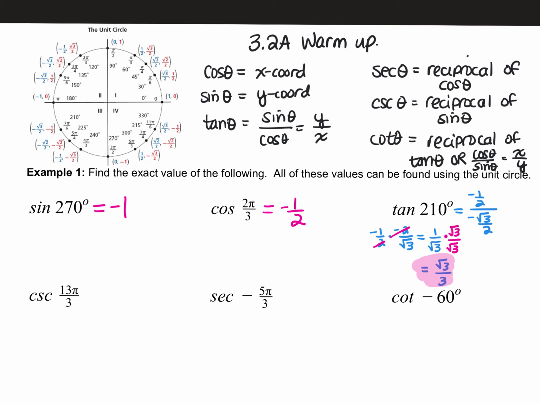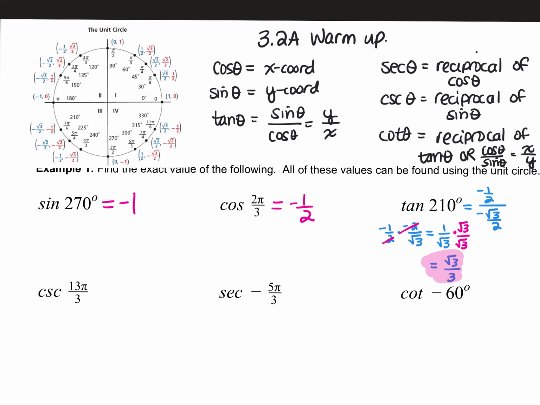All right, next up, cosecant of 13 pi over 3. So cosecant is the reciprocal of sine, which is the y-coordinate. So we're going to do the reciprocal of the y-coordinate. But we have to figure out where 13 pi over 3 is. Now this is when finding coterminal angles will come in handy. So I'm going to start with that.